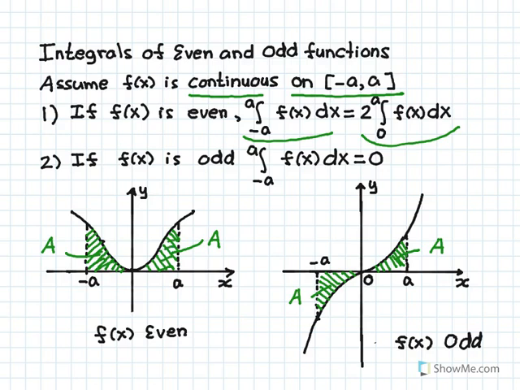And for an odd function, if f(x) is odd, the integral from -a to a of f(x) dx is equal to 0 because the areas cancel out. So you can see how this area is going to cancel out with this area.